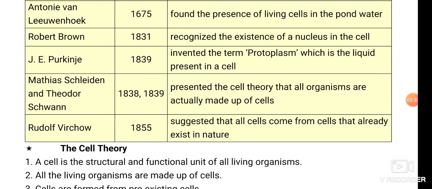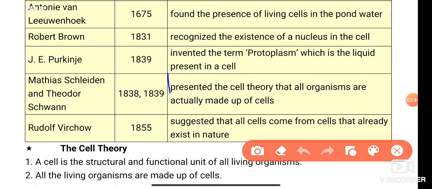Then after that, in 1855, after Schleiden and Schwann, Rudolf Virchow came and he modified the cell theory. He suggested that all cells come from cells that already exist in nature. That means, simply said, cells arise from pre-existing cells, and living organisms originate from their pre-existing ancestors or cells.